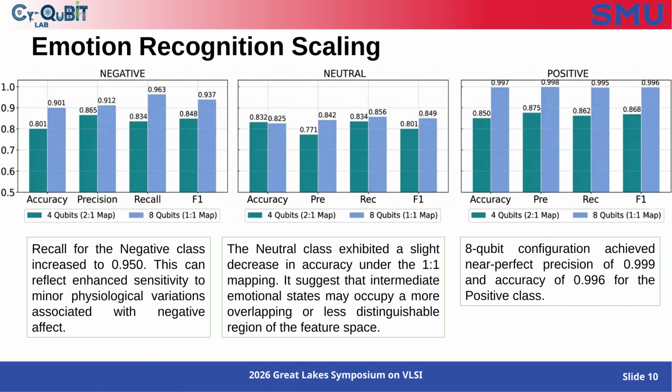For emotion recognition, the scaling behavior is class-dependent. The negative class showed improved recall, which may indicate better sensitivity to subtle physiological changes associated with negative affect. The neutral class showed a slight decrease in accuracy under the 1-to-1 mapping, suggesting that intermediate emotional states may occupy a more overlapping and less distinguishable feature region. For the positive class, the 8-qubit 1-to-1 configuration achieved near-perfect performance, including very high precision and accuracy. Overall, these results show that quantum model scaling does not affect all classes equally.